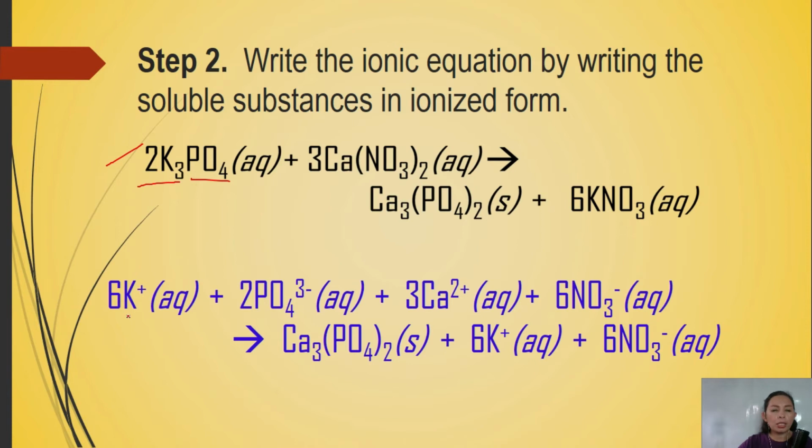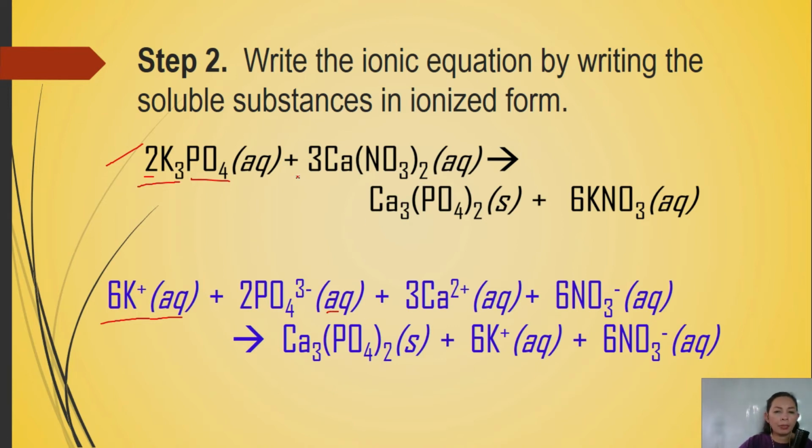We have potassium ion. We have 6 because we multiply 2 times 3. We have 6 potassium ions and we write AQ since it is being ionized in water. And the other ion is PO4 negative 3, or 3 negative. You know already this one. This is the ion. We have 2 because of our coefficient. It is also AQ since it is being ionized in water.